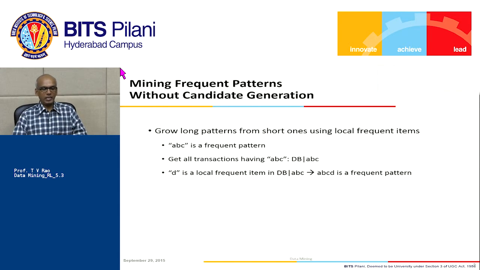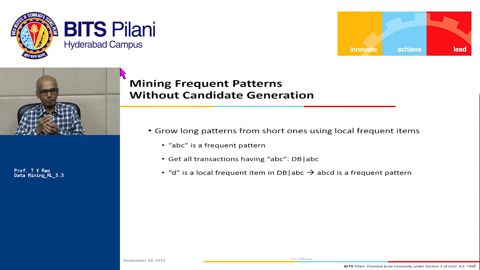So the approach we take is like this. Previously we used to generate candidate items based on the frequent item sets of smaller size. We started with size 1, size 2, and so on. At each point we considered only the frequent item sets, generated the supersets, and then checked for their support.